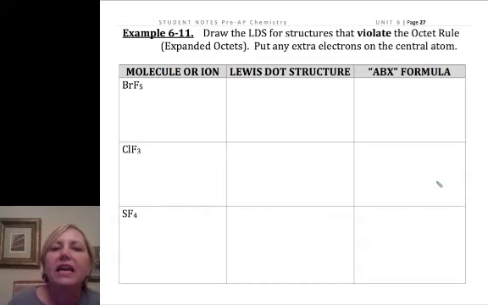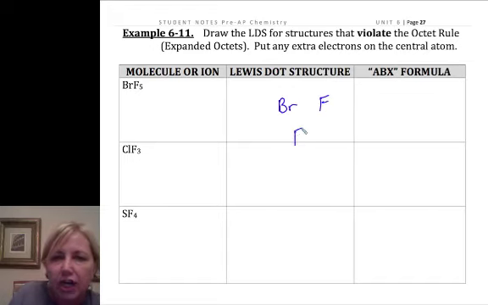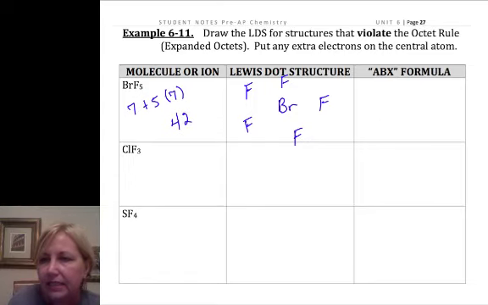Now, what about ones that violate the octet rule? Well, with those, you're not going to have any choice but to put too many around, because bromine has to go in the center. Fluorine can never be between 2 atoms. Just spread out the 5 fluorines around it. So bromine brings 7. I have 5 fluorines. They each bring 7. So that's 42. And this is going to be a long process, but I'll try to speed it up.